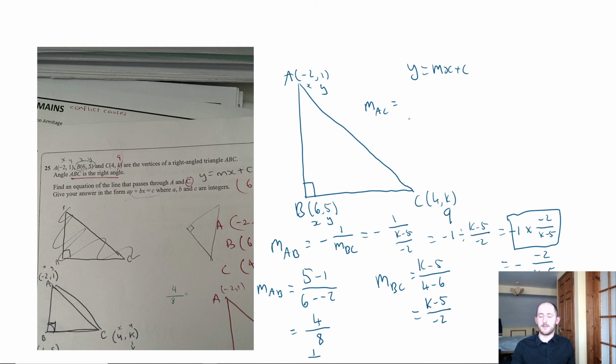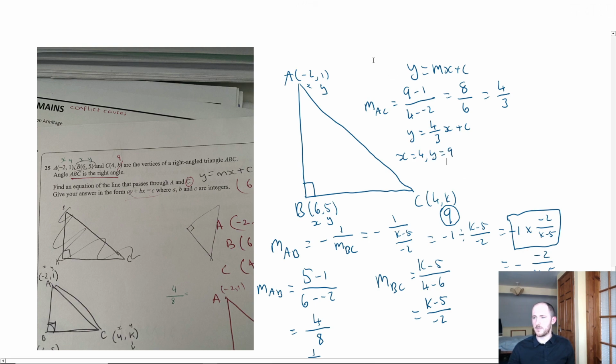MAC, which again is the difference in y over the difference in x. So that's going to be 9 minus 1 over 4 minus minus 2. So that is 8 over 6, which is 4 over 3. Sub that in, we have y equals 4 over 3 x plus c. Now we need to sub in a coordinate. So if we pick maybe 4 and 9, x equals 4, y equals 9.